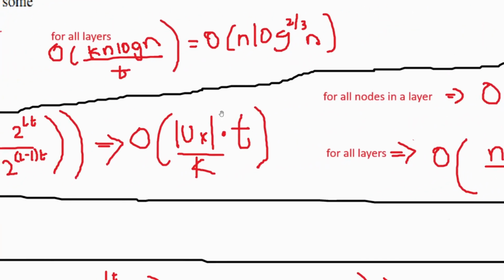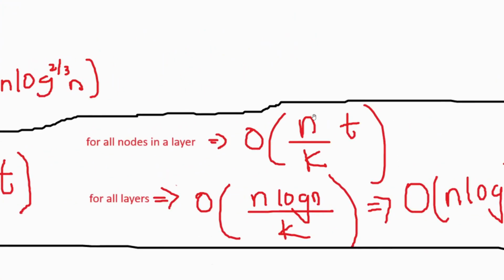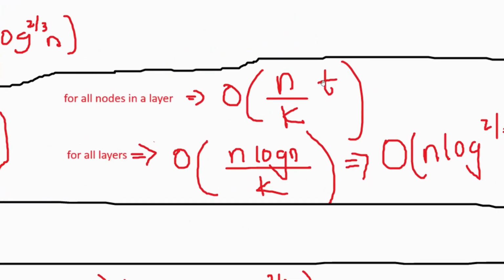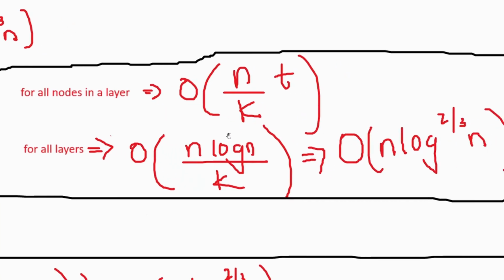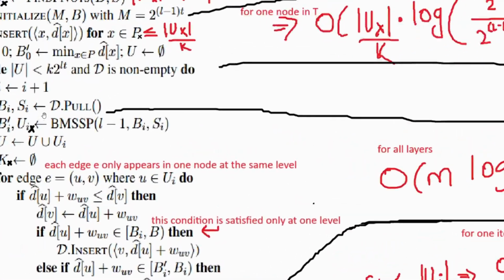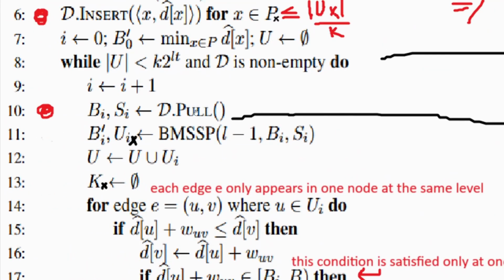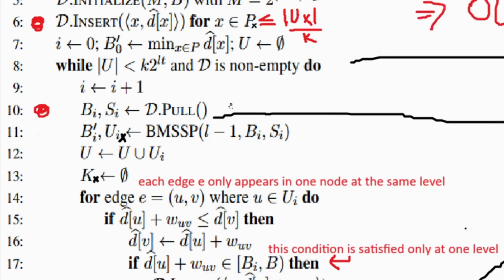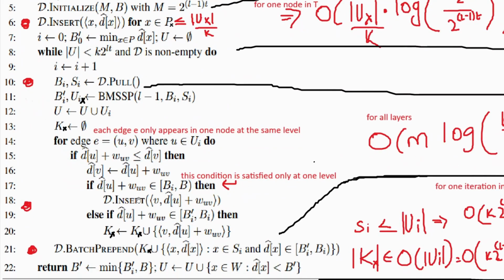Then for all nodes in a layer, you can sum this up. Once again, the U_x partition the vertex set, so it turns out to be n over k times t. Then for all layers, you can multiply this by log n over t. It works out to be n log^(2/3) n once again. We can ignore this pull call here because we can argue in an amortized analysis that everything that is pulled is first inserted, and we can attribute the cost of pull to a constant factor in the insert call. We'll come to this insert call a bit later.